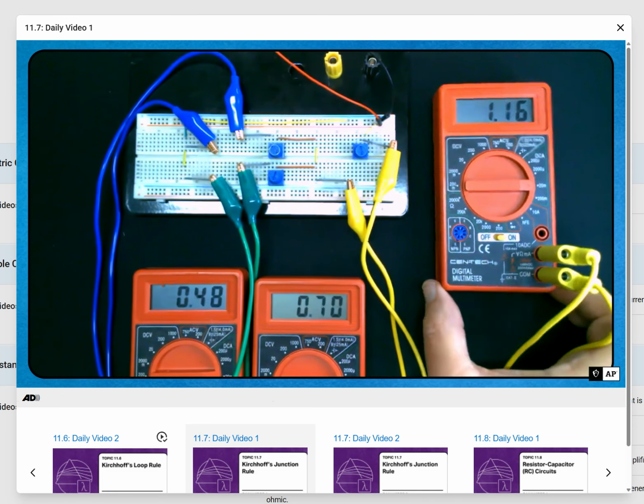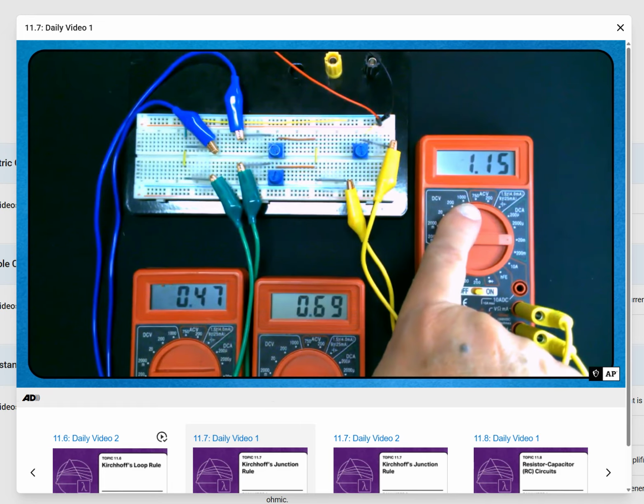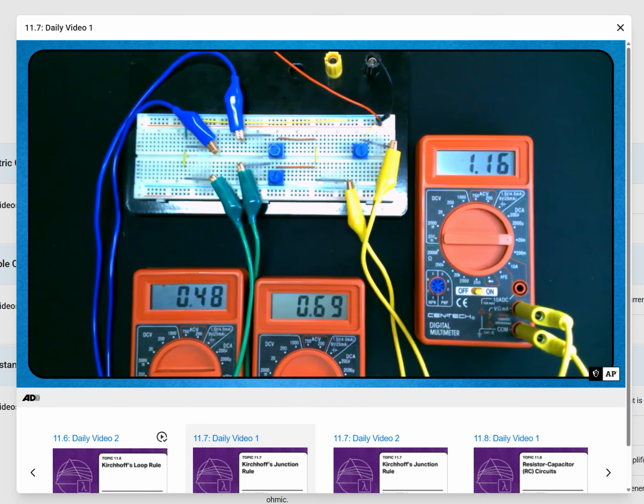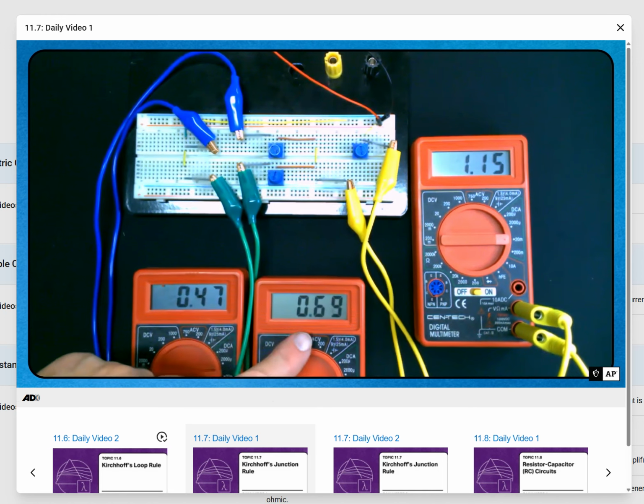I will say that I buy the rather inexpensive multimeters for my classroom, so these are going to be pretty close. Right here we have the current going through the yellow ammeter as 1.16, that's milliamps. And here we have 0.47 and 0.68. Adding those together, that's 1.15. Oh, looky there.